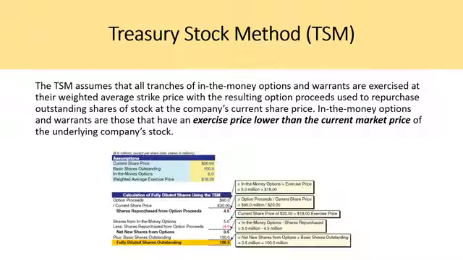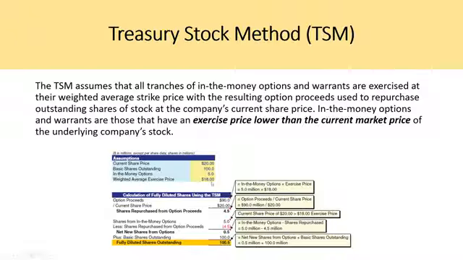So looking at this example, we have a current share price of $20. We have basic shares outstanding of 100. We have in-the-money options of 5 at a weighted average exercise price of 18. And these are in the money because the exercise price is lower than the current market price. So the exercise price is 18 and the current market price is 20. So the issuance of the in-the-money options, 5 times 18, the option proceeds would be $90.